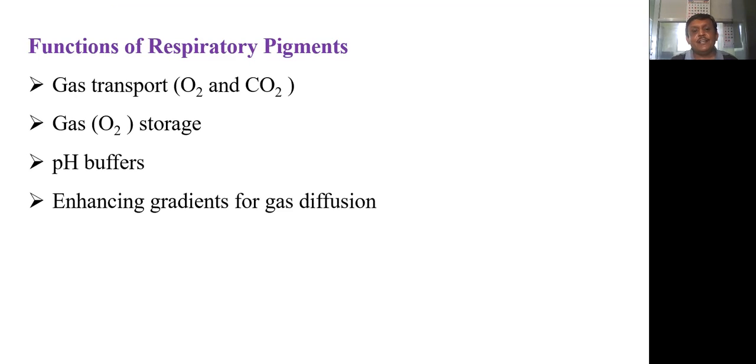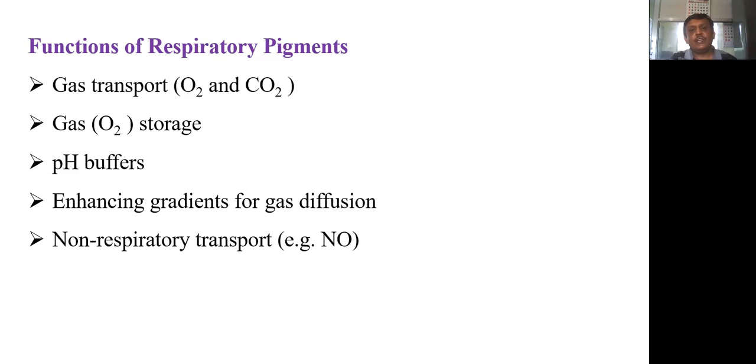Respiratory pigments enhance the gradient for gaseous diffusion at a respiratory surface, that means at the alveolar surface and at the tissue surface. Also, they can perform the transport of non-respiratory gases like NO, and they possibly have enzymatic functions also. So these are some functions of respiratory pigments.